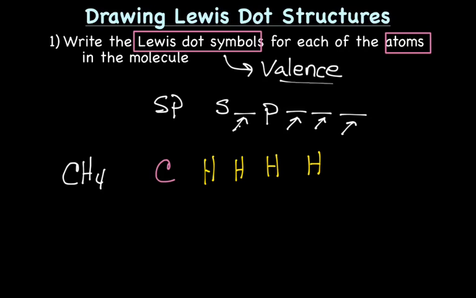All right, so carbon has 4 valence electrons, and that means 1 electron in each of the orbitals. Each hydrogen has 1 valence electron, so we'll stick those in. Okay, those are the Lewis dot symbols for each of the atoms in the molecule.